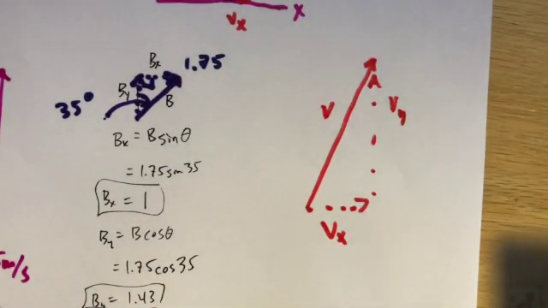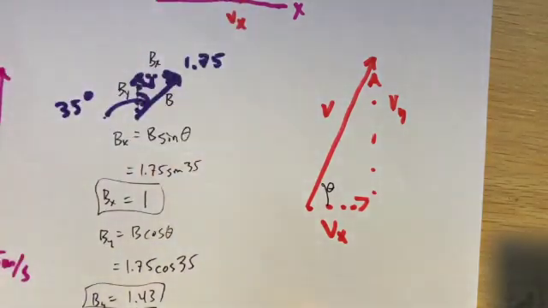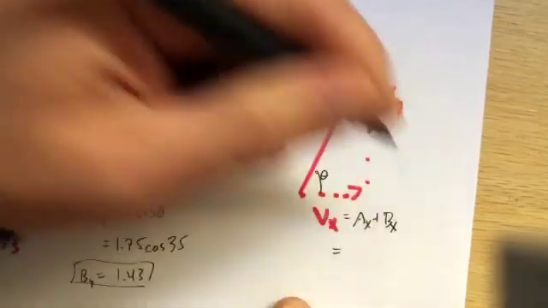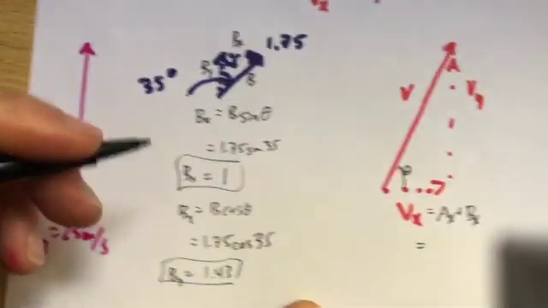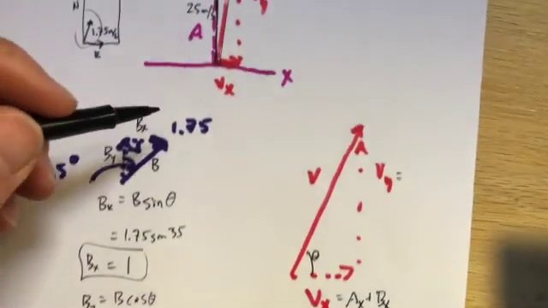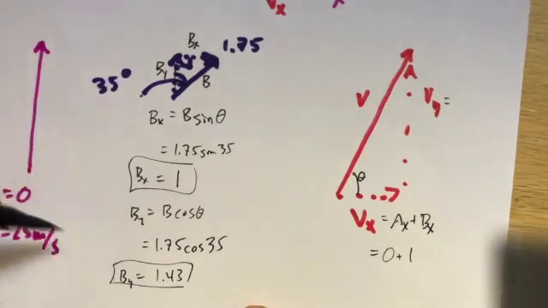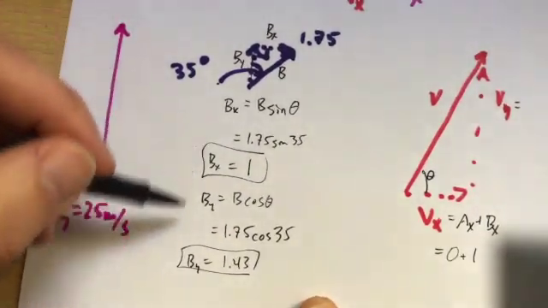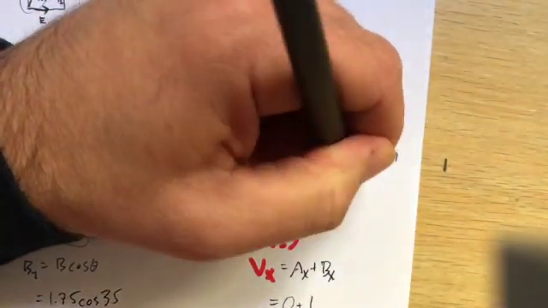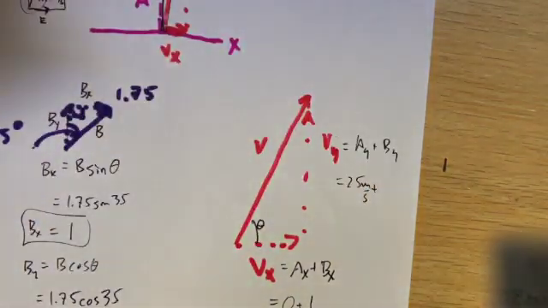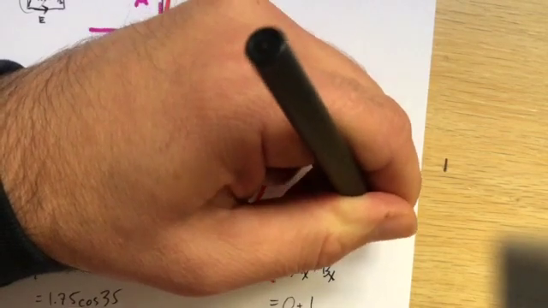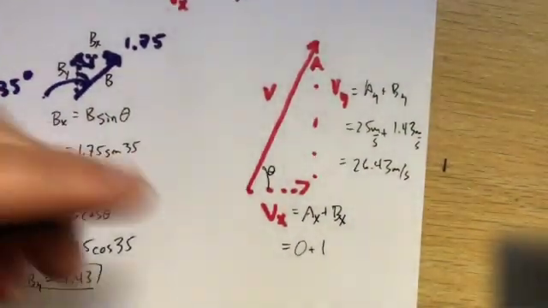So we don't know this angle, but we do know that Vx equals Ax plus Bx. Ax we said was 0, Bx is 1, so that's going to be 0 plus 1. Vy equals Ay plus By. It's going to be 25 meters per second plus 1.43. That'll be 26.43 meters per second. Okay, this is 1.